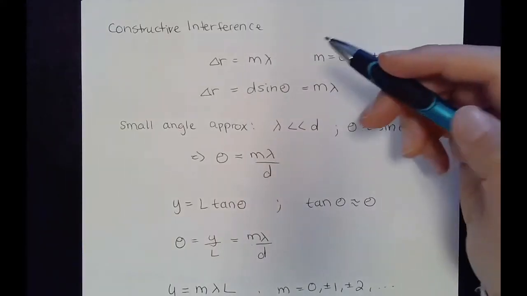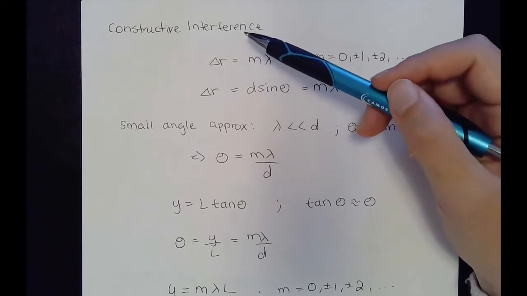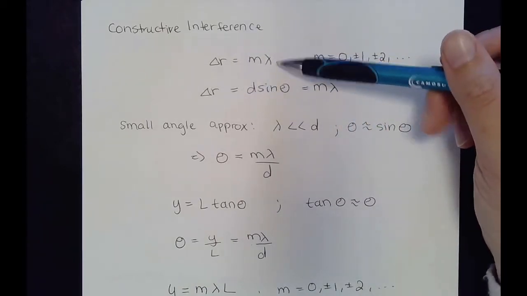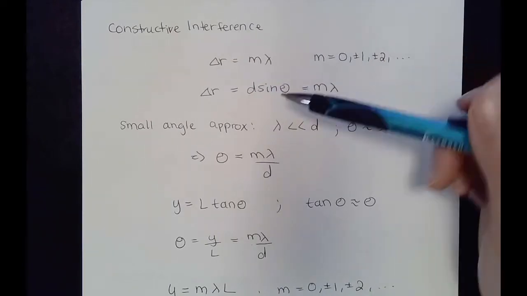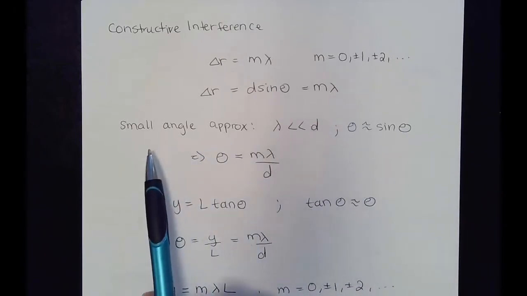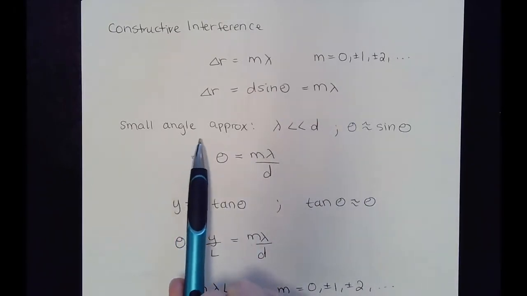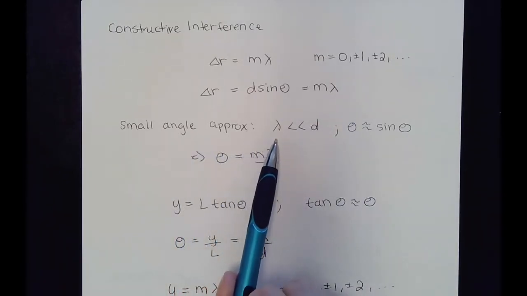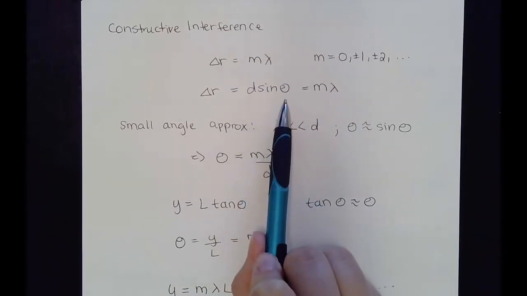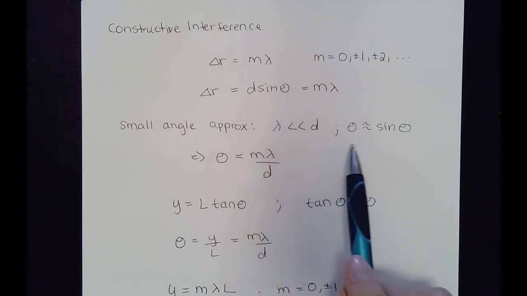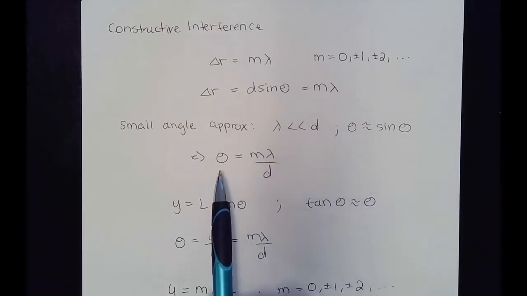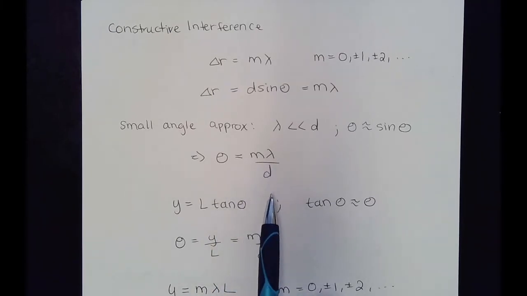When the waves meet at point P, there is constructive interference if the path difference, again, is an integer multiple of the wavelength. And we know this is d sine theta. So now we have d sine theta equals m lambda. Often, especially for light, we're going to apply the small angle approximation, and this is valid as long as we have lambda much less than d. You can see why that would make theta very small. And in that case, theta is equal to sine theta approximately, so we have theta equals m lambda over d.